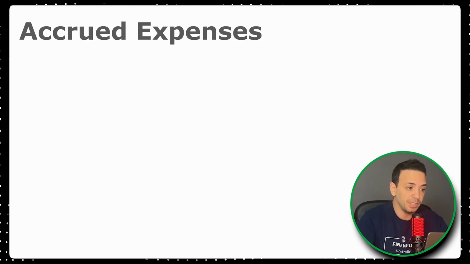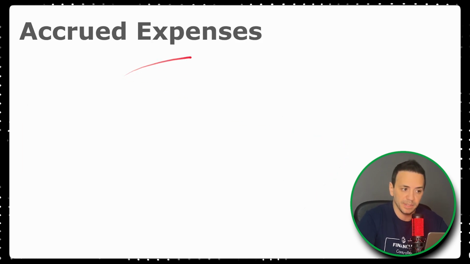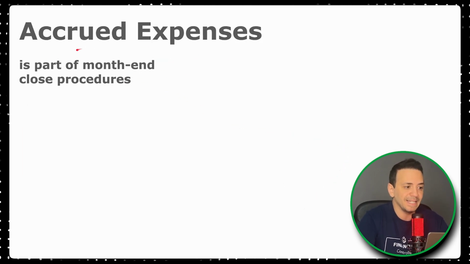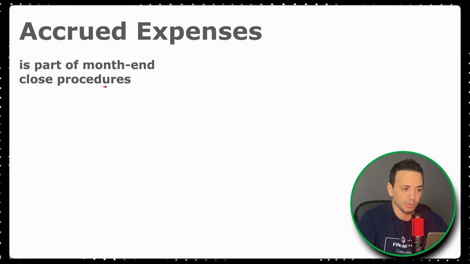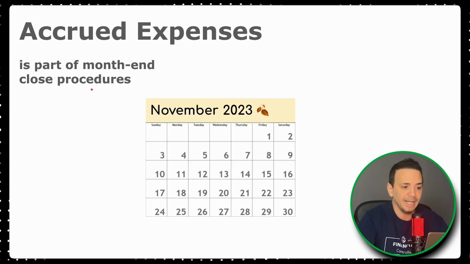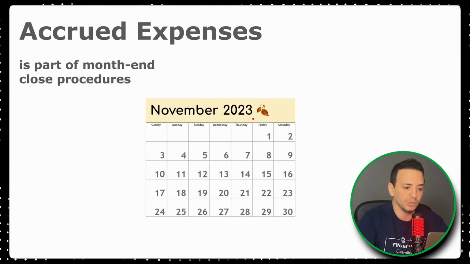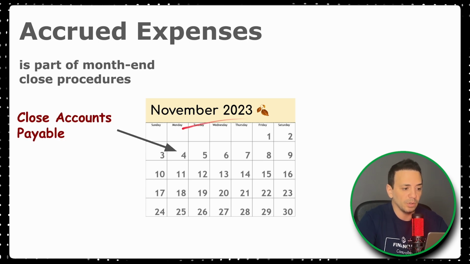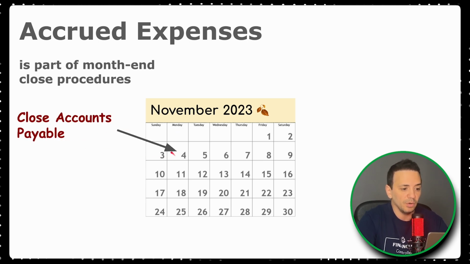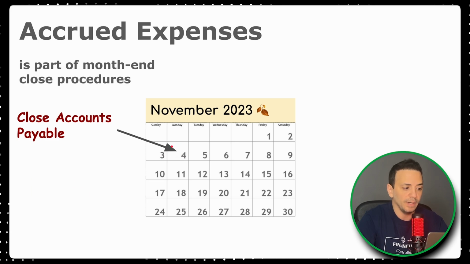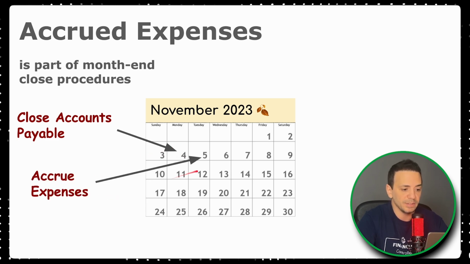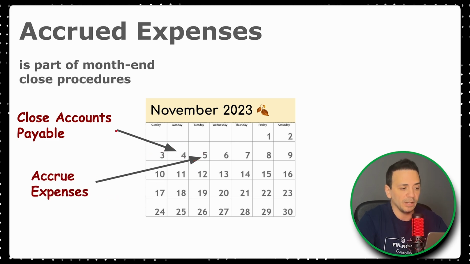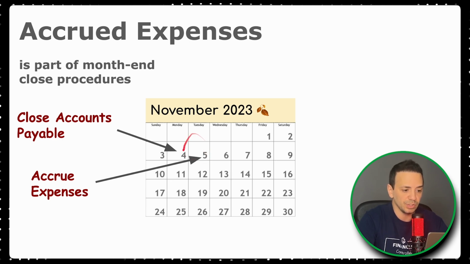Okay, now let's shift gears and talk about accrued expenses. So accrued expenses is a part of the month-end close procedure, right? So if we're looking at a calendar for November of 2023, we are closing the month of October, and we'll close accounts payable on day 4, and then we'll go ahead and accrue for expenses on the next day, right? So I'll show you here an example of a month-end close checklist. So I'm gonna switch to that here.